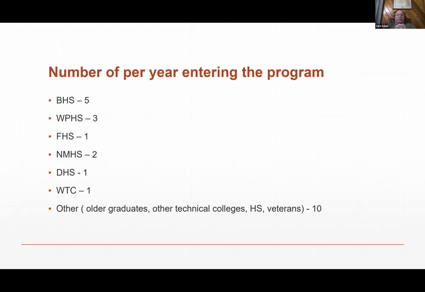So here's kind of the numbers I'm seeing. It's 5, I'm sorry, 5 from Bellevue High School, and Westport, I usually get about 3 of them. Forest, I usually get 1. North Marion, I'm averaging about 2 a year, so it might be 2 different semesters or something. And in Dunellen High School, I'm getting 1, and with Withlacoochee Tech 1. And I do get other students coming in from out of the region and maybe some other colleges they've gone to, and tons of veterans.